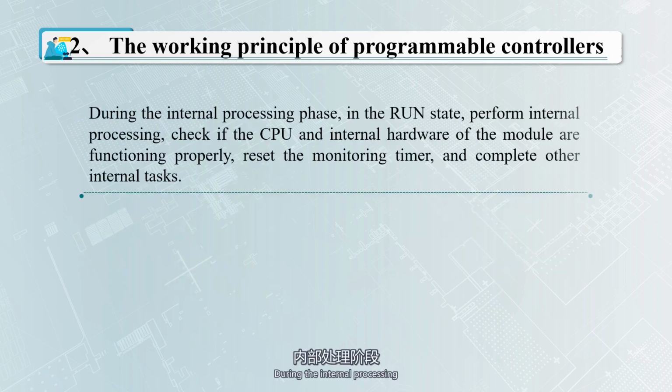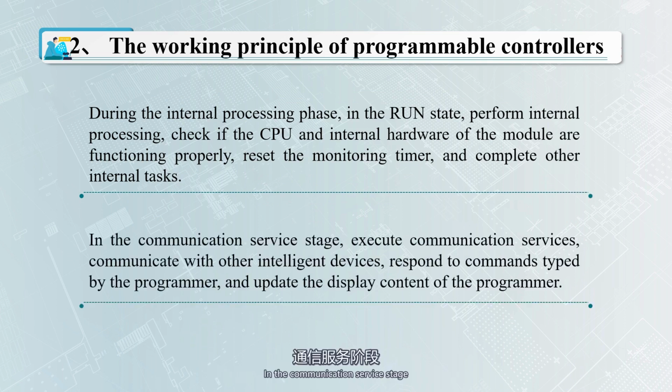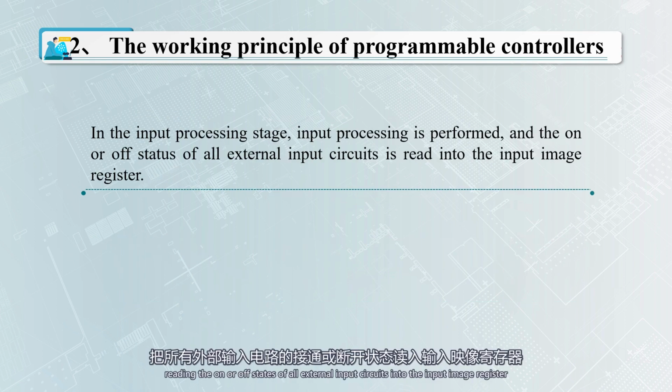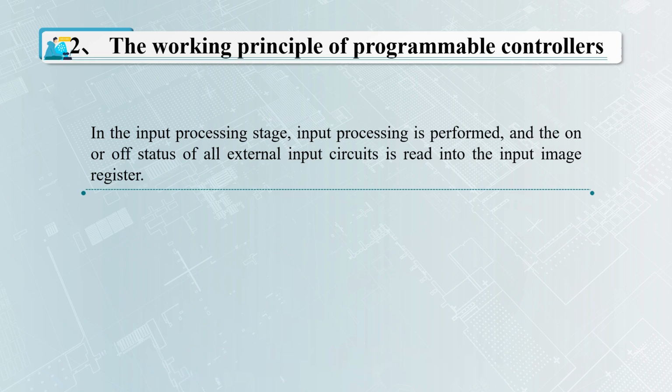During the internal processing in the run state, perform internal processing, check if the CPU and internal hardware of the module are functioning properly, reset the monitoring timer, and complete other internal tasks. In the communication service stage, execute communication services, communicate with other intelligent devices, respond to commands typed by the programmer, and update the display content of the programmer. In the input processing stage, input processing is performed, reading the on or off states of all external input circuits into the input image register.